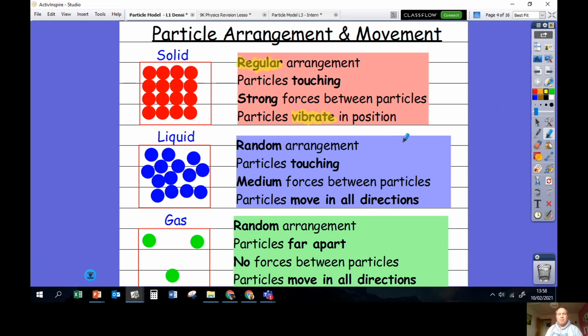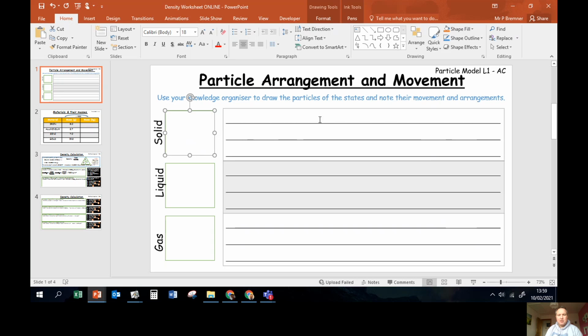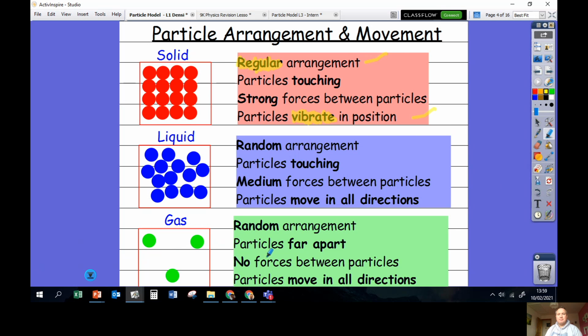Although the particles cannot move around freely, they wobble slightly in all directions, vibrating, a bit like someone fidgeting in a seat. Add these notes to your worksheet now about solids. The particles have a regular arrangement and the particles vibrate in position. This can go in the box beside the picture you've drawn about solids. If you want to pause the video to do that job, you can do that now.